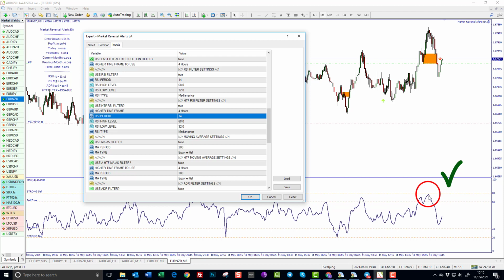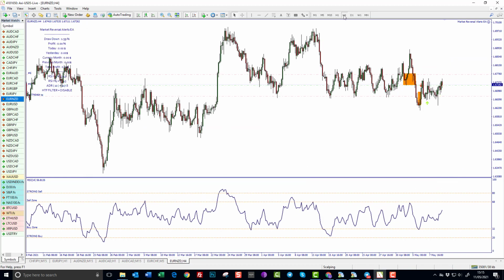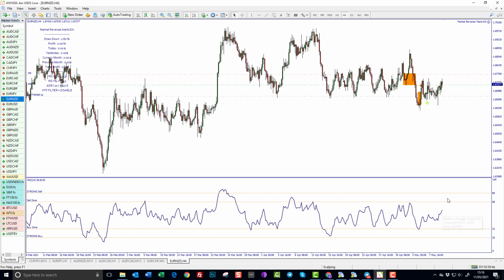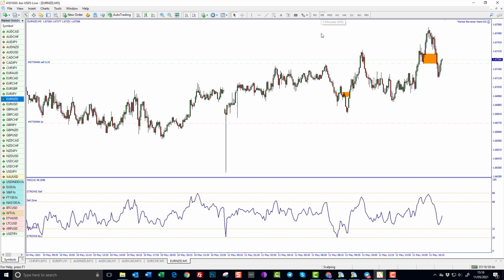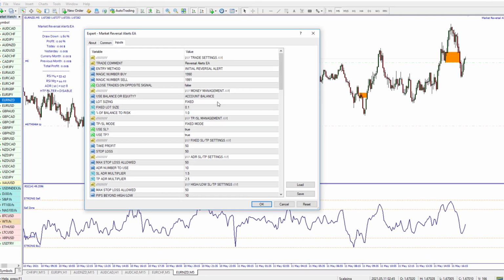So if we close this down and quickly move over to the 4-hour chart, you can see that the RSI is not extended above the 68 level, which means that on M5, the EA would not be taking this trade at the moment, because although it was extended above the 68 on our entry time frame, our higher time frame would require the RSI to be extended above that level. So that's how the higher time frame RSI filters work.